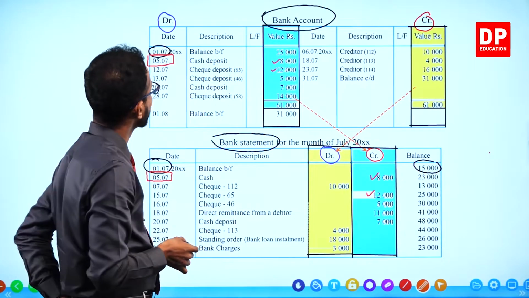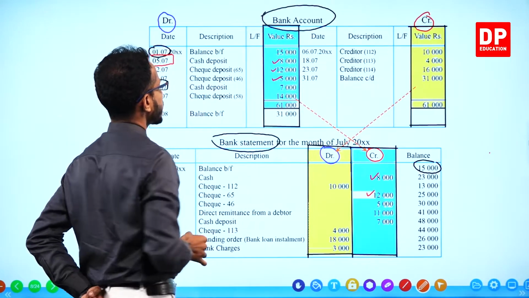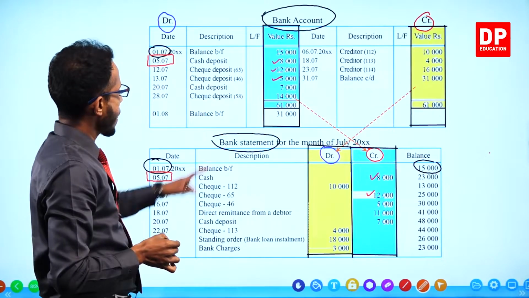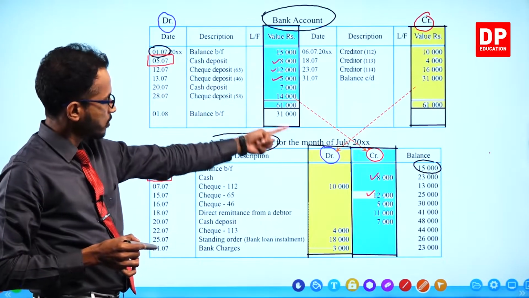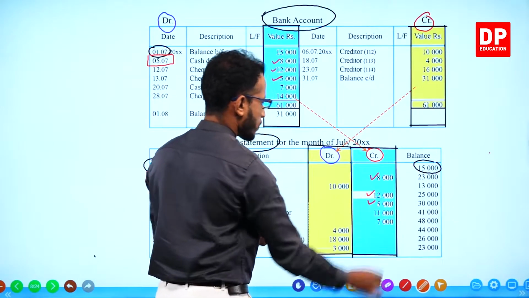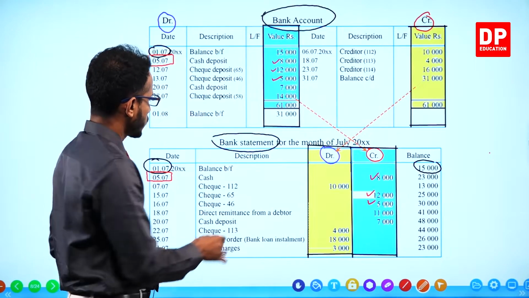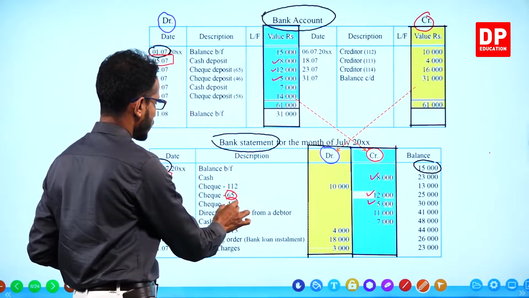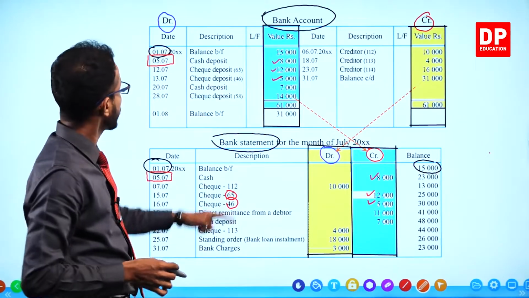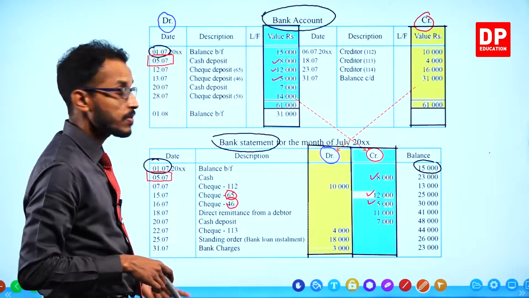Next, check deposit 46. Is it there? 5,000? Yeah, it's there. All right, check number 65 and check number 46, both are there. No problem up to now.